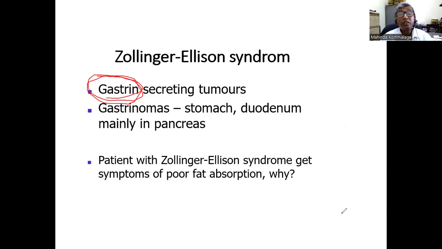Okay, I will give 2 minutes. Just read some. The hormone that stimulates gastric acid production. Yes, it stimulates gastric acid production. Okay, good. So if there is a gastrin secreting tumor, what will happen? What will be the result if there's excess production of gastrin?